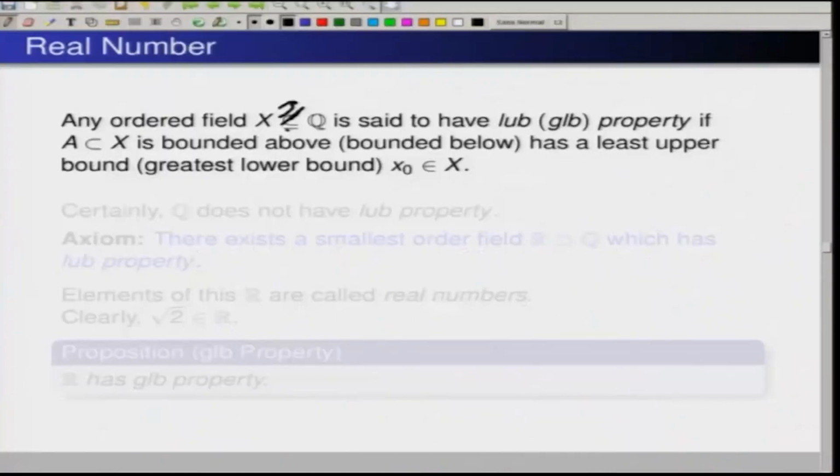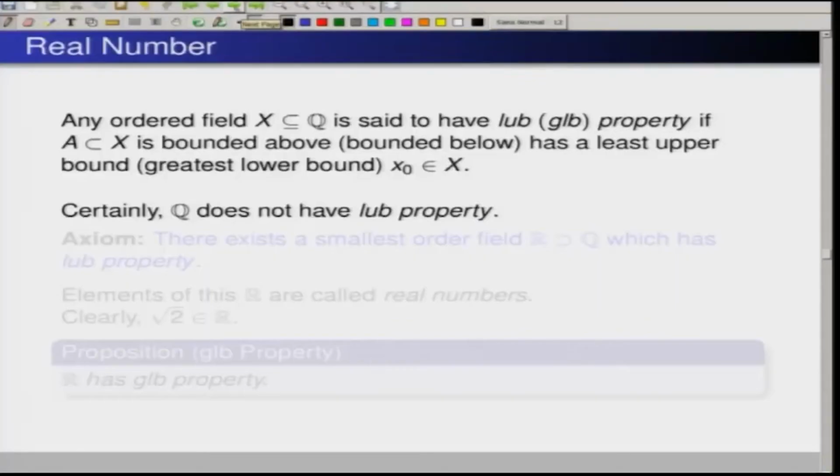What we have seen in the previous slide earlier, that Q does not have a least upper bound property. Now, naturally, what we lack in the set of rationals, we will try to have in our larger set X. There we have seen that if we include this least upper bound property, then automatically root 2 is going to be a member of the larger class X.